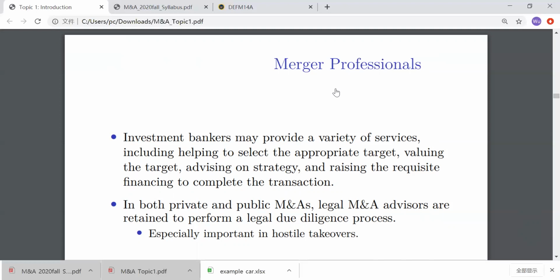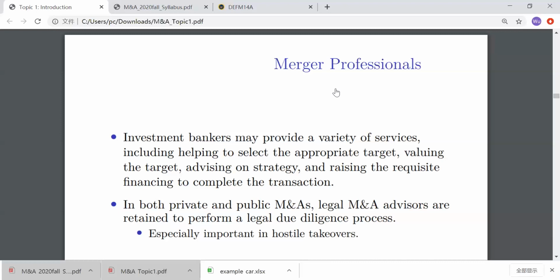Investment bankers play a very, very significant role in merger acquisition. Right? And then what they do is that they provide a variety of services, right? Including selecting the appropriate target, valuing the target company, right? So investment banks, they will have a special team in terms of valuation of the target. They may also provide advice on strategy. They may also provide or arrange the financing to complete the transaction. Right? And the other major player here is the legal advisor, right, which provides legal services.